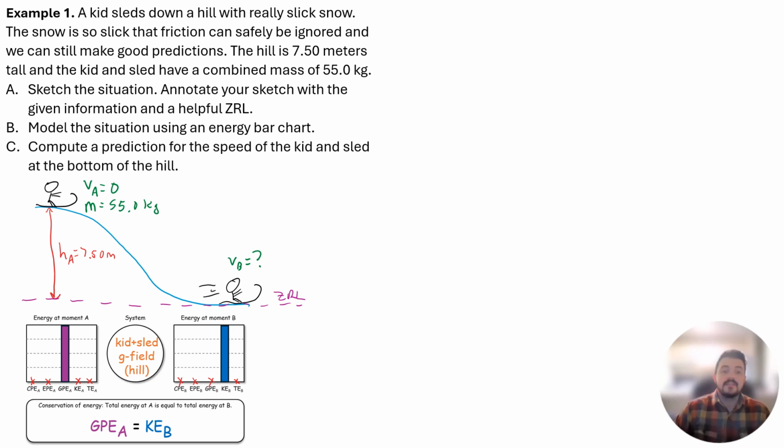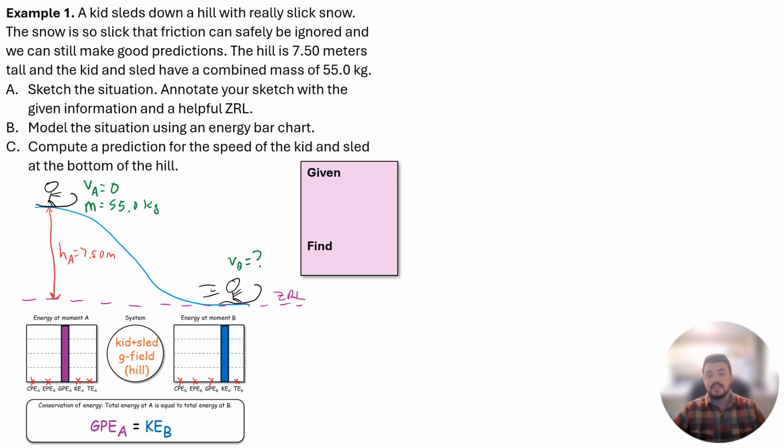Part C now is going to ask us to compute a prediction, come up with a prediction for how fast that kid will be going, the kid's speed at the bottom of the hill. When I'm doing this part of it, I really encourage you starting with a list of what information is given. What information am I trying to find? This really helps get yourself organized.